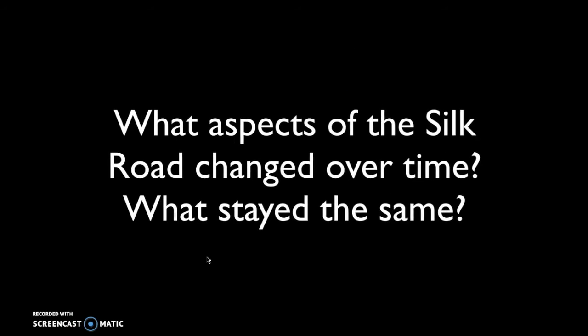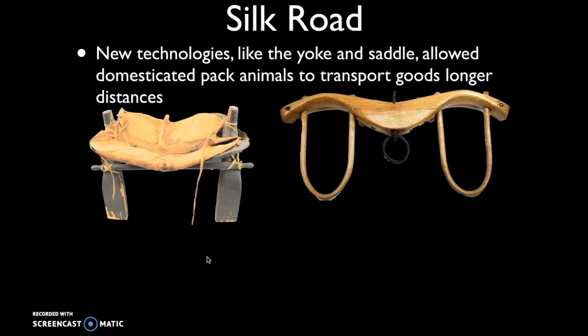So what aspects of the Silk Road changed over time and what stayed the same? Whenever you're dealing with a CCOT question, oftentimes, especially when we're dealing with change, it's good to start thinking about technological changes. New technologies like the yoke and the saddle, which were developed during period 2, are going to allow domesticated pack animals to transport goods longer distances.